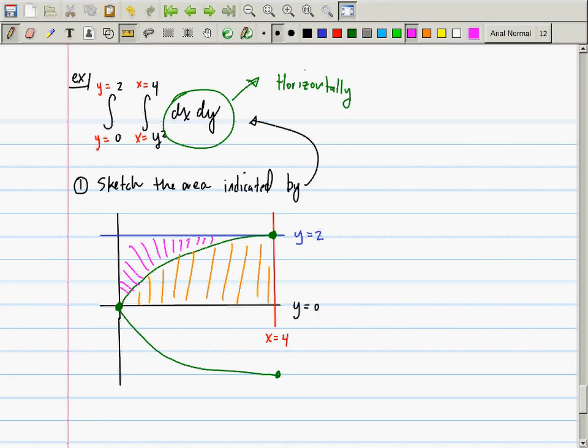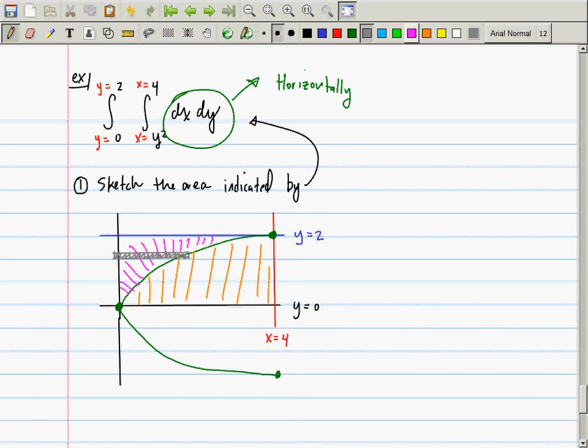So let's look. What if I was to do this horizontal rectangle right here? I'm making them overlap just so that you can see them. They wouldn't really overlap in reality. So what would that be? That would be from x is 0 to x is y squared. Are we going from x is 0 to x is y squared? Ah, so this isn't it. It's not this one.